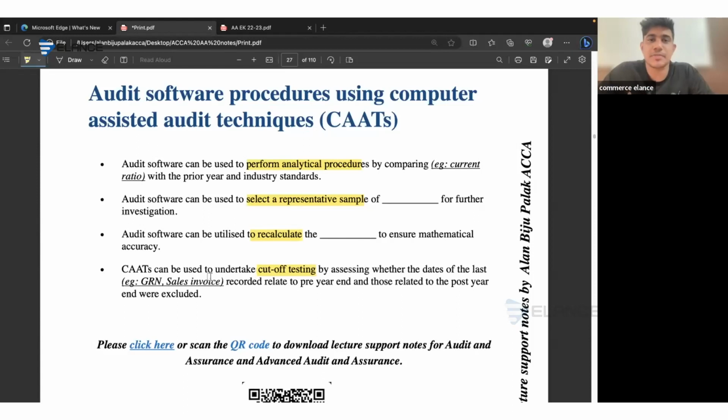So just keep this in mind. Whenever you get a question on computer-assisted auditing techniques, CAAT can specifically be used for 4 purposes. 1, to perform analytical procedures. 2, to perform selection of a representative sample. Then you can use it for the purpose of recalculation. Finally, you can use it for the purpose of performing cutoff testing. Is it clear?